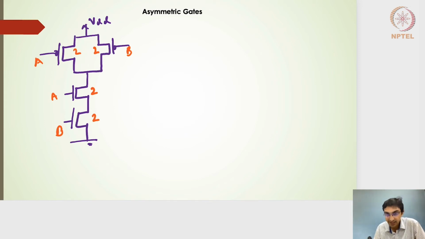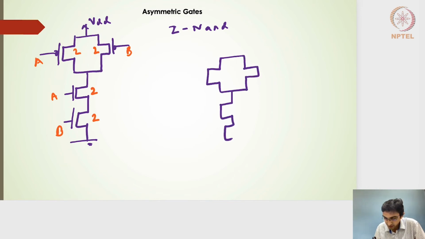Now let's take another variant of this 2-input NAND gate. So I'm going to write it as 2-input NAND, and I'm going to have the same design in the form of the transistor level. So it is nothing but a 2-input NAND gate. So it will have the same design.